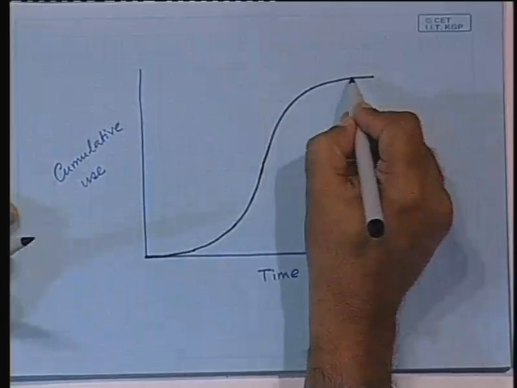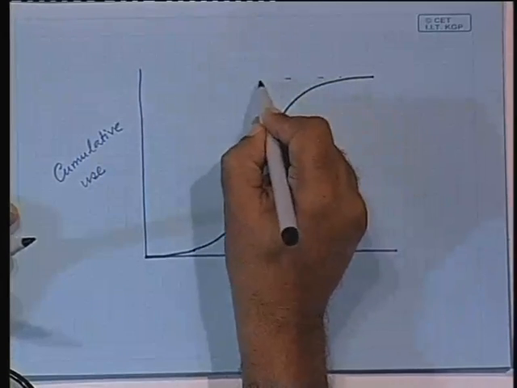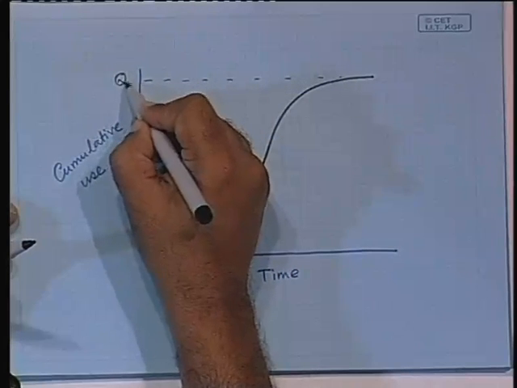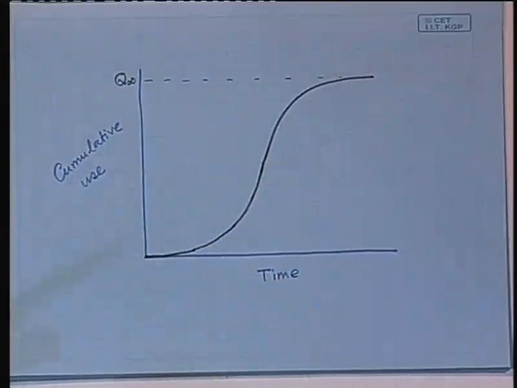Okay. So this point here is clear. So that should be, logically speaking, the curve for the cumulative use of the fossil fuel. In fact, this should be the curve for the cumulative use of any resource that is finite. So you have a curve like this.